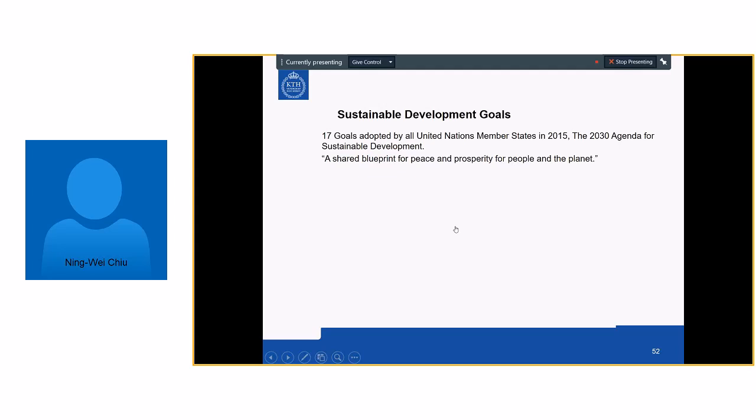That's good. So you know that there are 17 goals, and I think more than 193 or 196 countries have adopted these goals. I mean, they agreed to these goals. And this is the result of the 2030 Agenda for Sustainable Development. So from this agenda, we get the 17 goals.